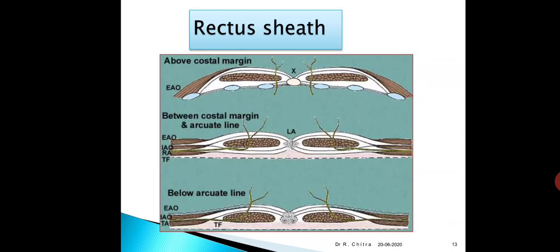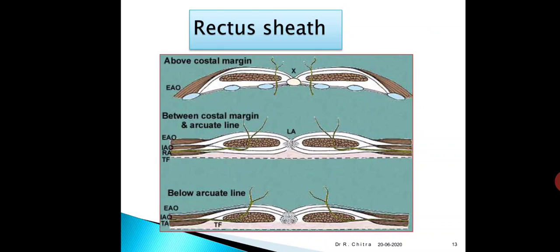So the rectus sheath at three different levels you can see: above the costal margin, between the costal margin and arcuate line, and below the arcuate line. As we told, the peculiarity of the rectus sheath is itself the splitting of the internal oblique aponeurosis between the costal margin and arcuate line. Above that there is no internal oblique muscle. Below that also the internal oblique passes in front of the rectus abdominis muscle. So you can see nicely the differences between the walls at the three levels.